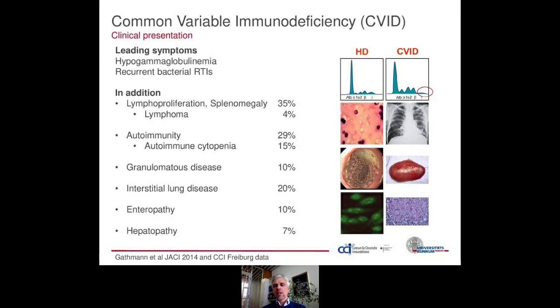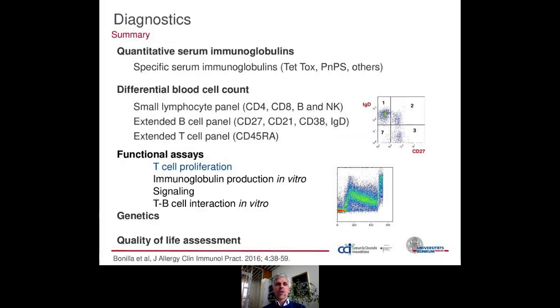And hepatopathy, especially with nodular regenerative hyperplasia, we find again in about 7% of our patients, which all need to be addressed in our workup. So how do we do that? So first, for the primary diagnosis of CVID.